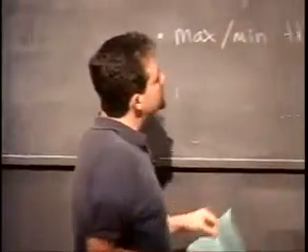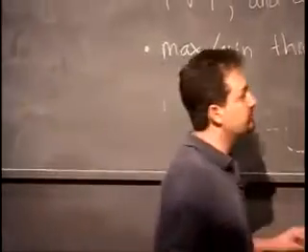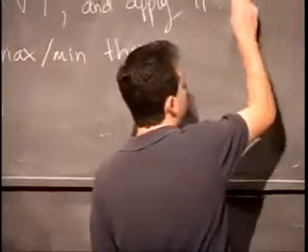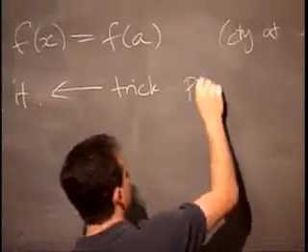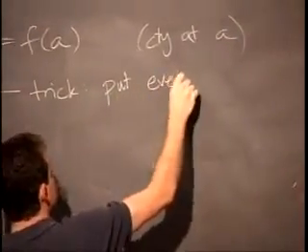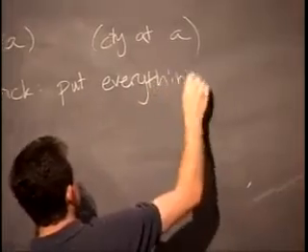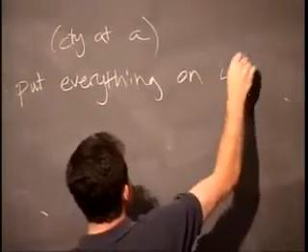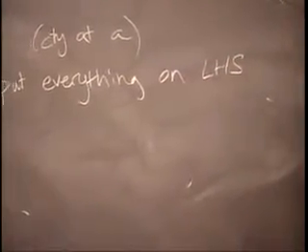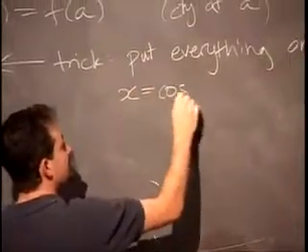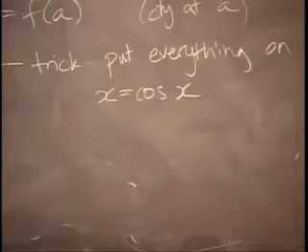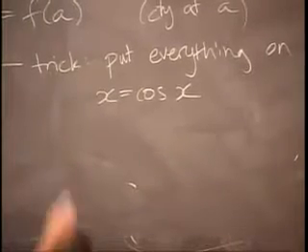I do have one thing I forgot to say about the intermediate value theorem. There's one little trick. Sometimes you have to put everything on the left-hand side. And I want to remind you of an example. Here's the classic example. If you want to show that x equals cosine x has a solution, you need a function.